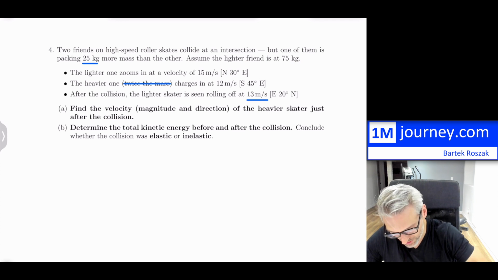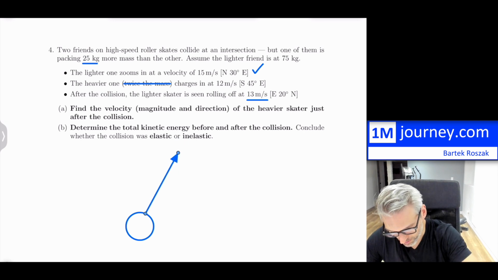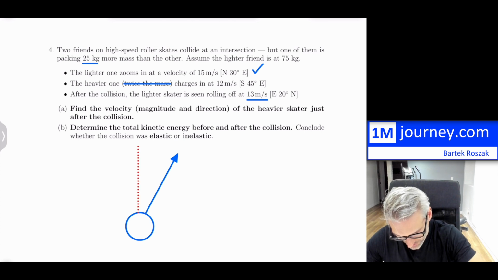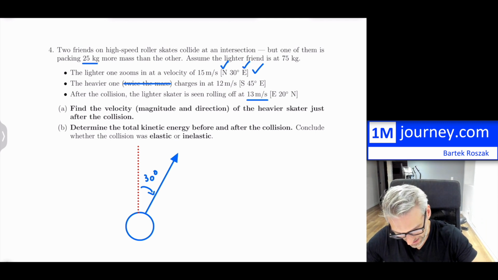So now we have a lighter skater. Okay, so I'm going to draw this lighter skater in here. 15 meters per second, and notice north, so it's 30 degrees from north to the east side. So that's going to be like this. So please remember, this is with regards to north. So you're going to be starting on the north side, and then you're going 30 degrees in this direction, which means east. That's what this one is, and that lighter one is 75 kilograms.